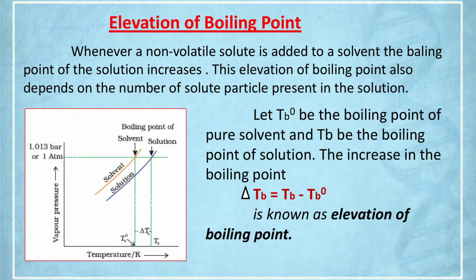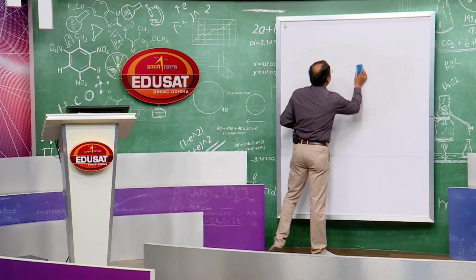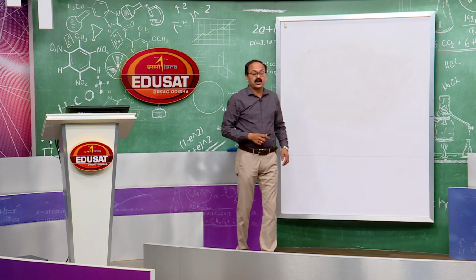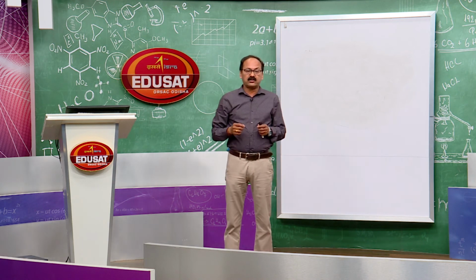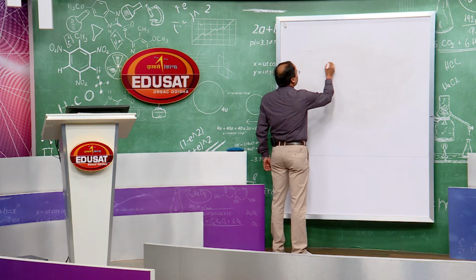Since the lowering in vapor pressure depends on the mole fraction of the solute, similarly, the elevation in boiling point also depends on the number of solute particles present. So, this is your elevation in boiling point. Whenever a non-volatile solute is added to a solvent, I have given a graph on the slide. When you add some non-volatile solute, the vapor pressure decreases. As the vapor pressure decreases, the boiling point increases.